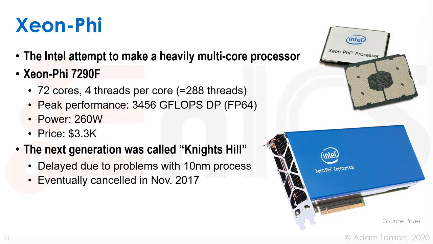The next generation of Xeon Phi was called Knight's Hill. If you look in different deep learning courses about hardware from the last few years, they'll be discussing it a bit. It was delayed due to problems with the 10 nanometer processes you probably heard about that Intel has been having over the past few years, and eventually they canceled the Knight's Hill project in November 2017. That probably has to do with Intel buying a number of companies that deal with specific hardware for deep learning. Some of them we'll discuss later, but these include Nirvana, Movidius, and Habana Labs.